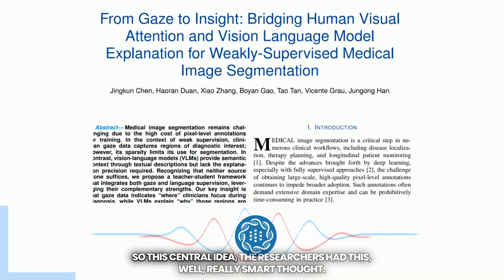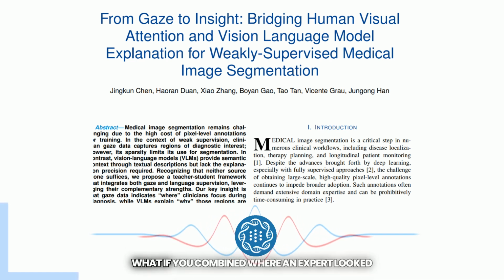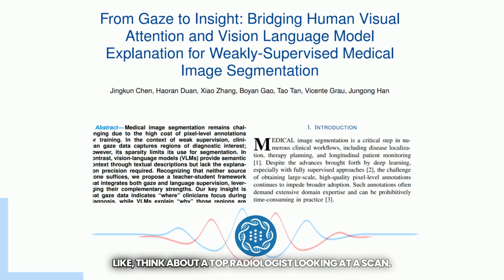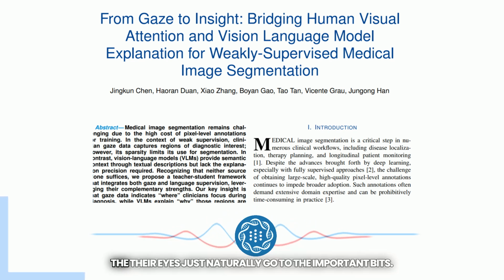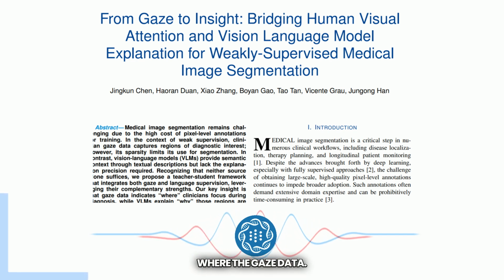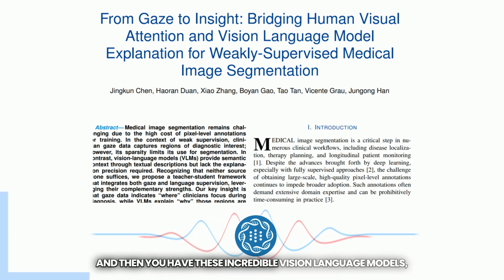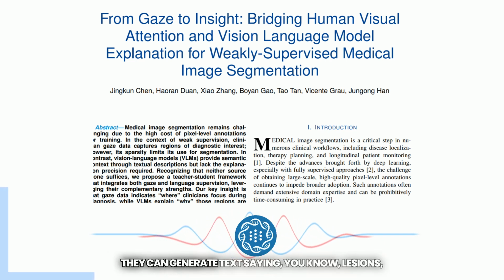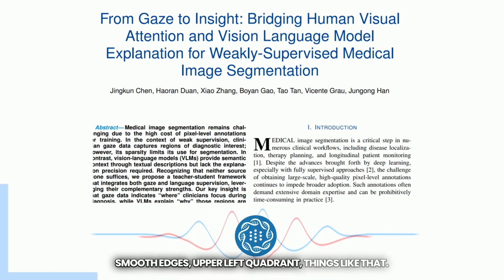Okay, so this central idea, the researchers had a really smart thought. What if you combined where an expert looked with why that specific region matters? Think about a top radiologist looking at a scan. Their eyes just naturally go to the important bits. That's the where, the gaze data. Exactly. And then you have these incredible vision language models, VLMs, that can actually describe what's in an image. Right, they can generate text saying lesions, smooth edges, upper left quadrant, things like that.